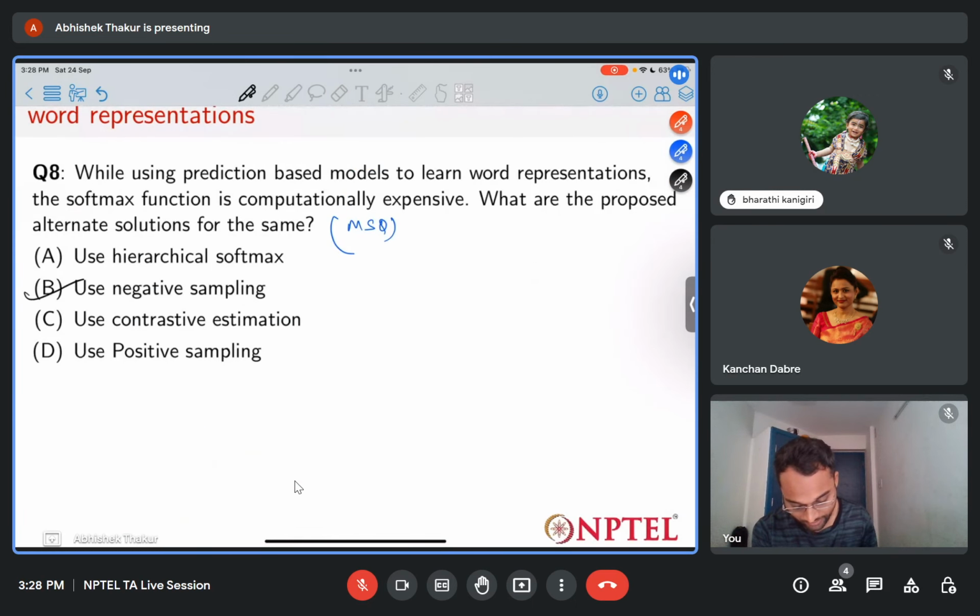So this is about negative sampling. Also in contrastive estimation, what we do is take a word score S that should be greater than SC. Let's suppose there are some positive words.